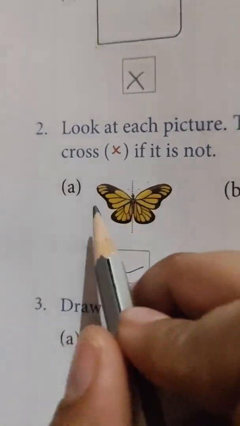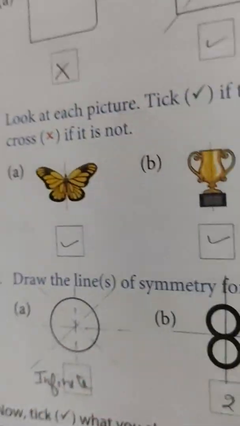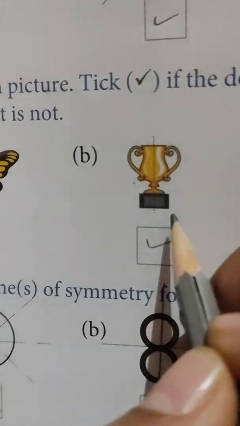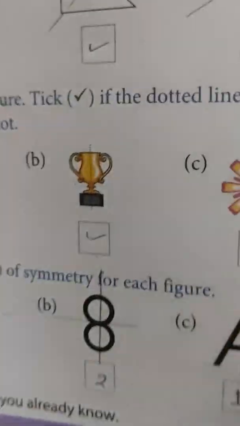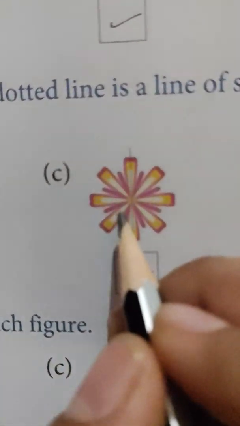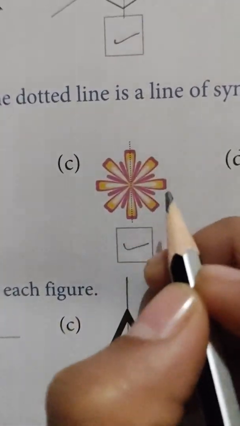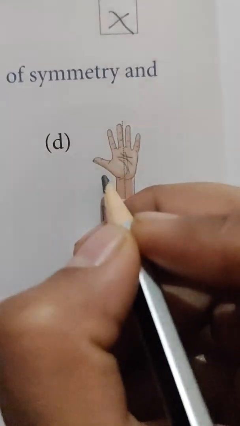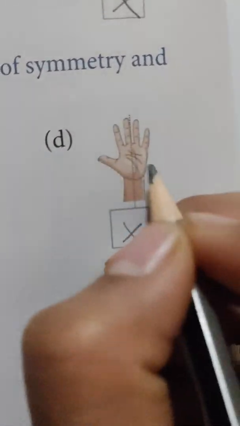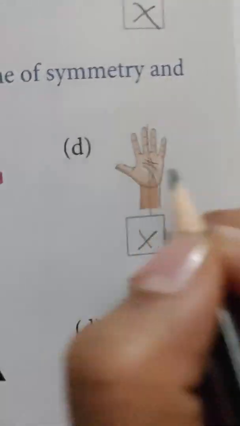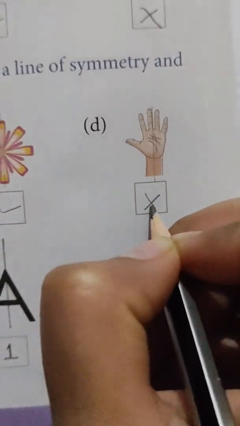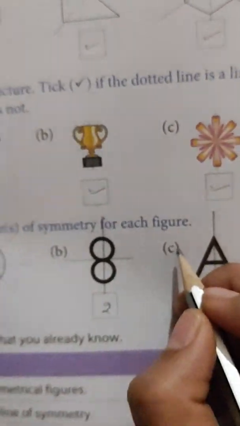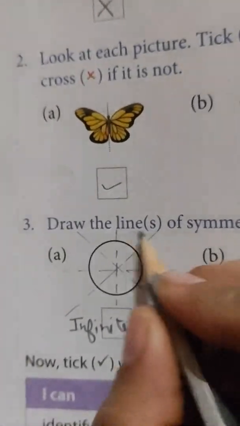Yes, this part will cover this part, so we put a tick. Here also this part will cover this part, so this is also a correct line of symmetry. Here also, if you look properly, this part covers this part, so this is also a symmetrical shape. But this one, your hand, is not a symmetrical shape, as the thumb will come outside, so we put a cross.